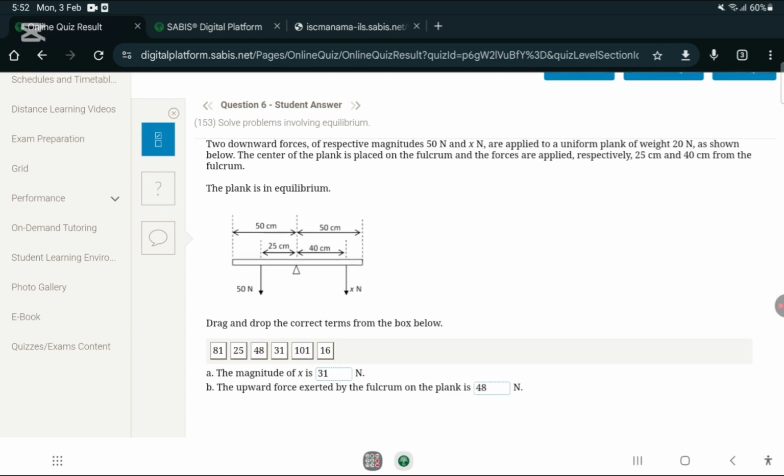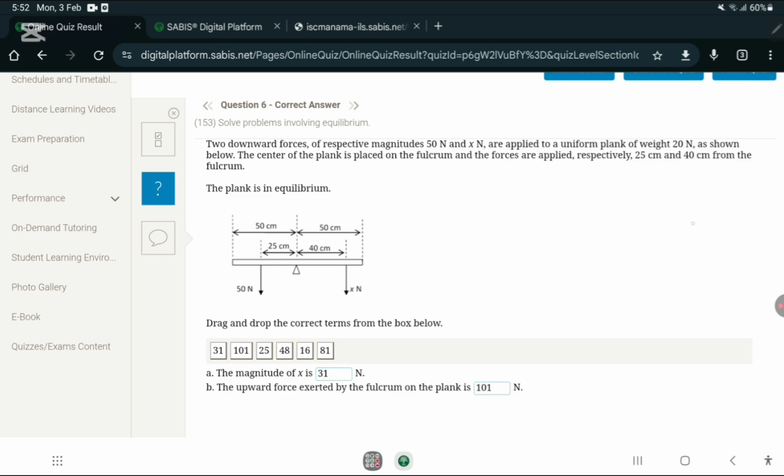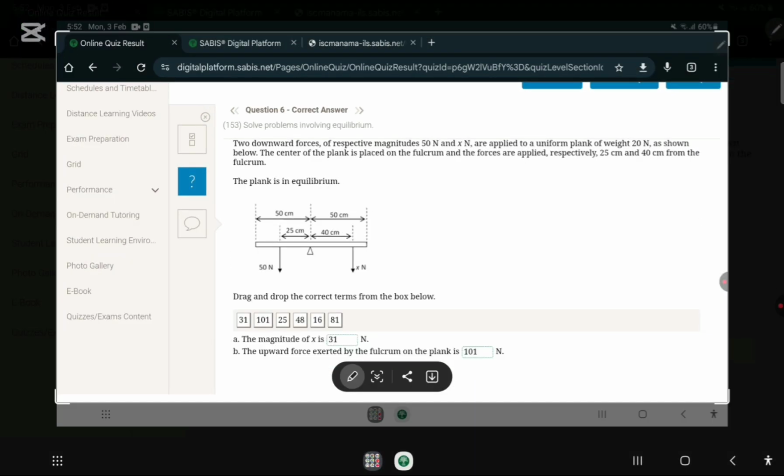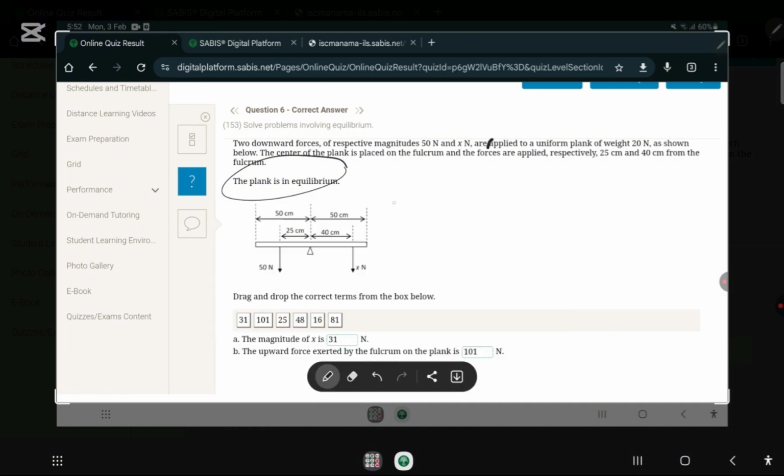Okay, this is like the first one we solved. Here the plank is at equilibrium. It's basically exactly like the first question. It's at equilibrium, but this time we want to find the force. So we use the rule: net moment counterclockwise equals net moment clockwise.